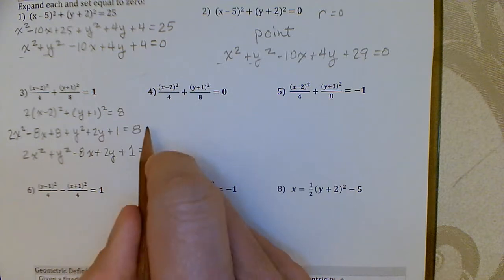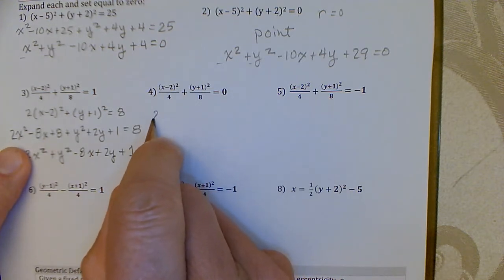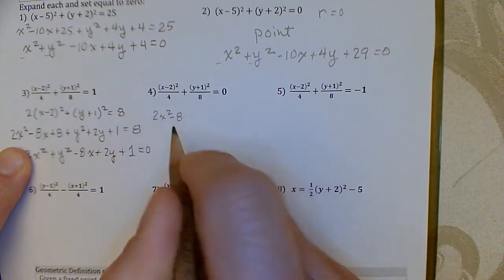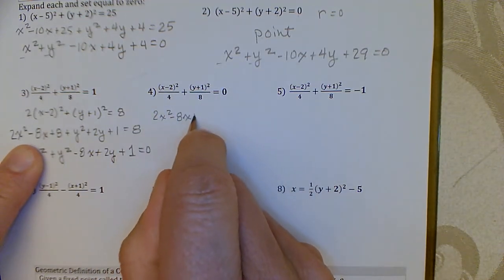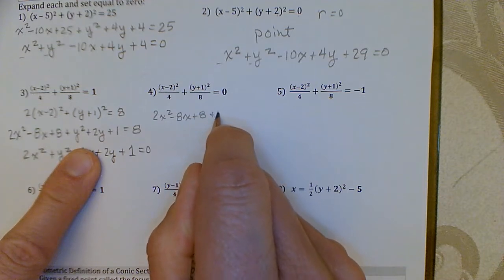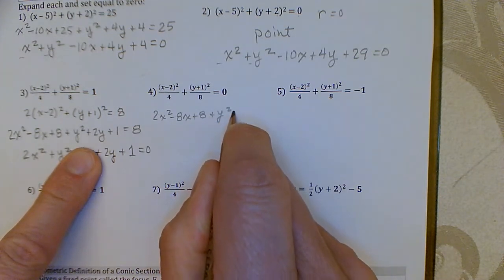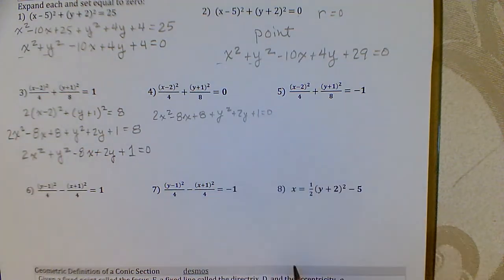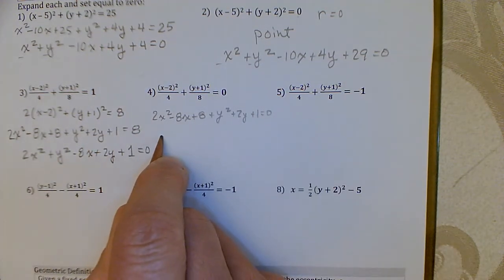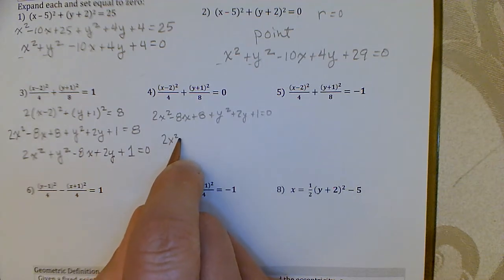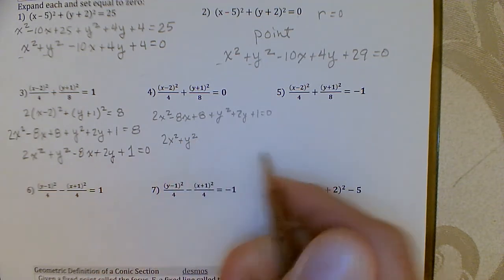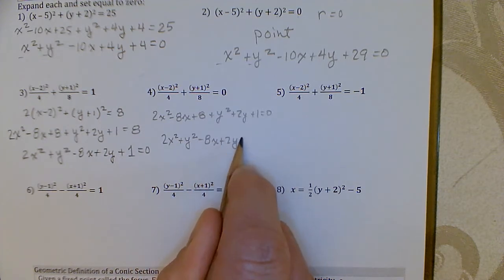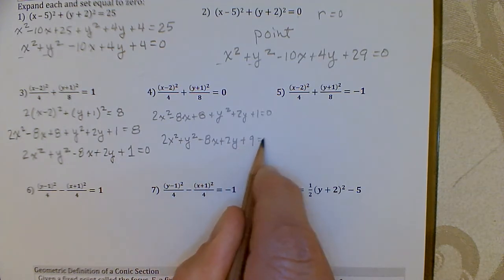If we want, we could do a similar thing. This would be what? 2x squared minus 8x. We'd multiply through by 8, right? 8x plus 8 plus y squared plus 2y plus 1 equals 0 this time. And so 2x squared plus y squared minus 8x plus 2y plus 9 equals 0.